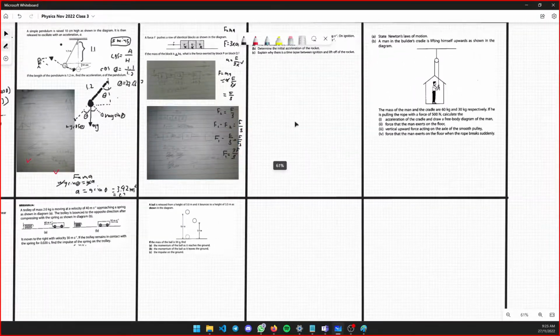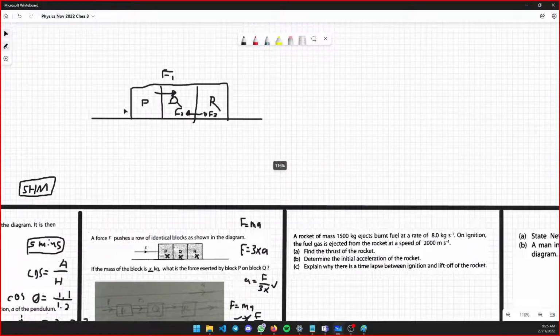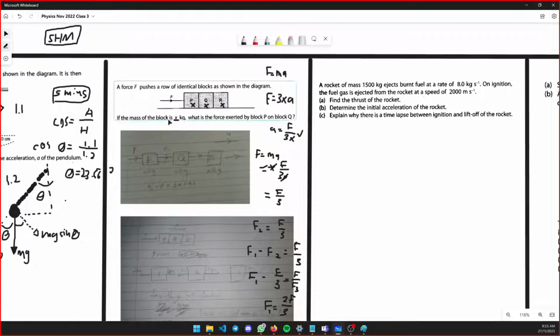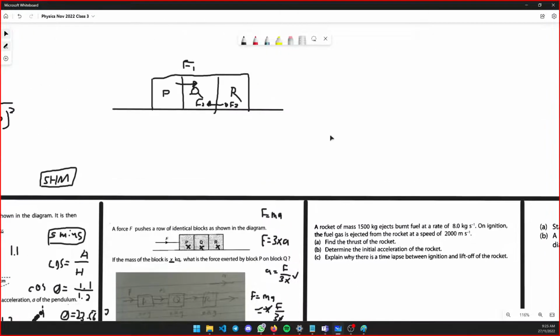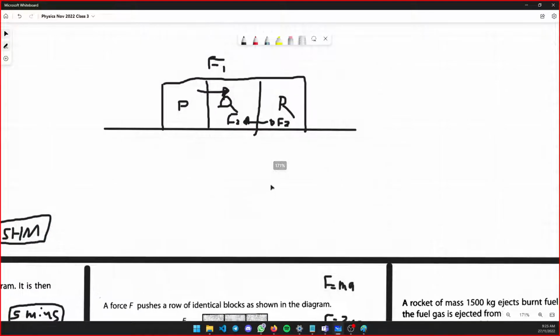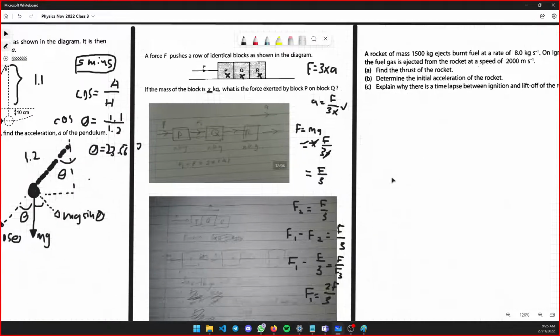But in this case, since all of them are the same mass, they are equally reacted upon. So that's why here F2 and F3 are the same. F2 and F3 are the same, and they also move at the same level.